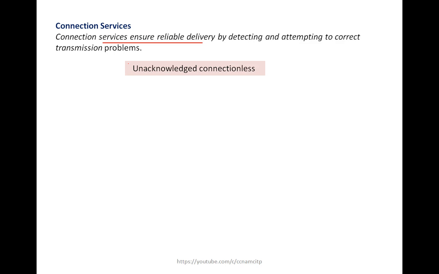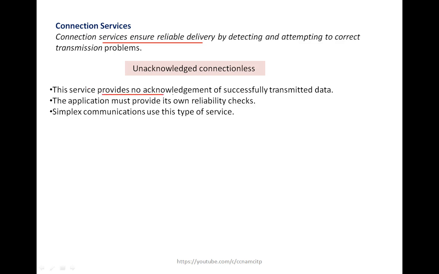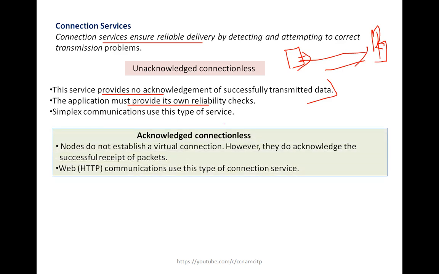First one is unacknowledged connectionless. What will happen in this service? It provides no acknowledgement of successfully transmitted data. For example, if you have two systems here, and data was transmitted from this to this, in this unacknowledged connectionless service there will be no acknowledgement from the receiving device to the sending device that the data is delivered. The application must provide its own reliability check. So whatever you are sending, the system itself should check that it is reliable and can be delivered without any issues. Simplex communication uses this type of service. As I told you in the previous slide, Simplex communication will use this kind of service.